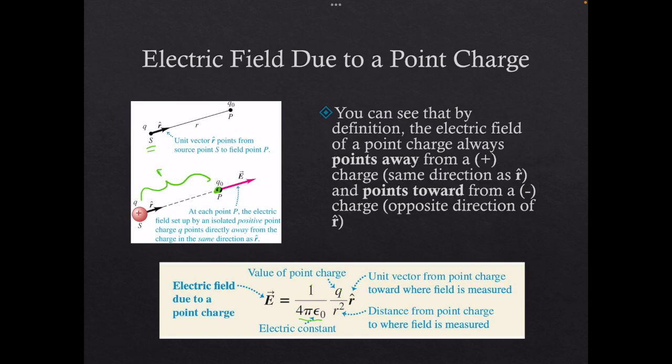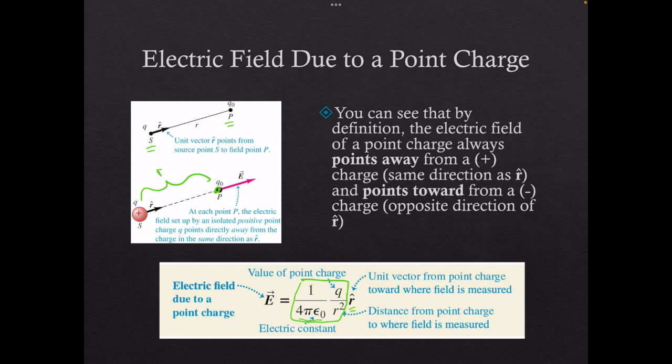Source and point, you're going to hear that terminology a lot. Source is the source of the field, and point is the place where we want to know the value of the field. So r is the distance from source to field point, and that's the magnitude of E. And then we have a direction, and the direction of E is in r hat.